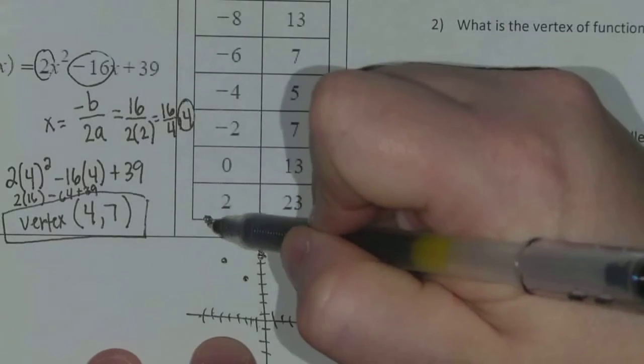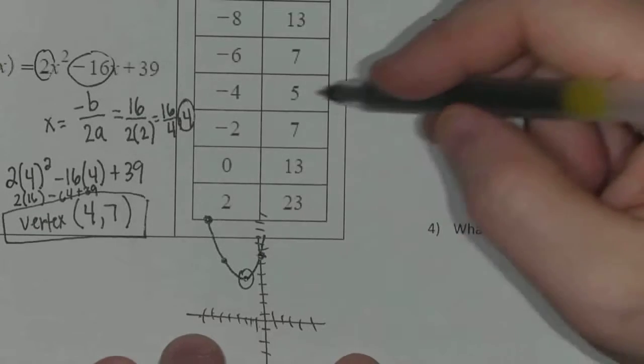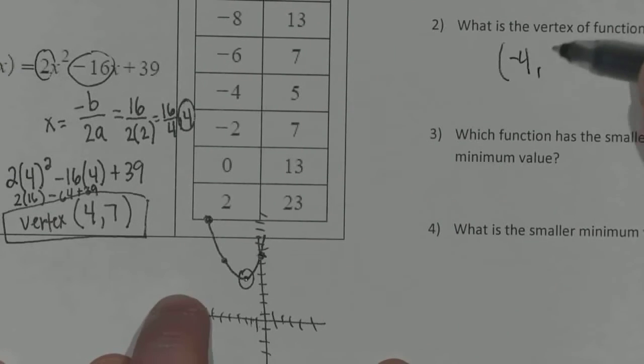Because remember, the vertex point is where you change direction. So guess what we just found right there? Our vertex point, right? What ordered pair was that we changed directions at right there? -4, 5. Yeah. So -4, 5.